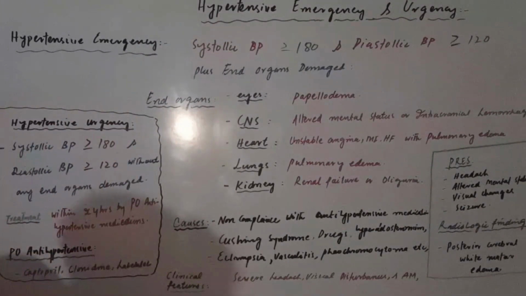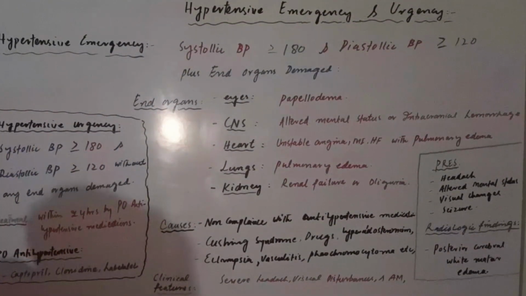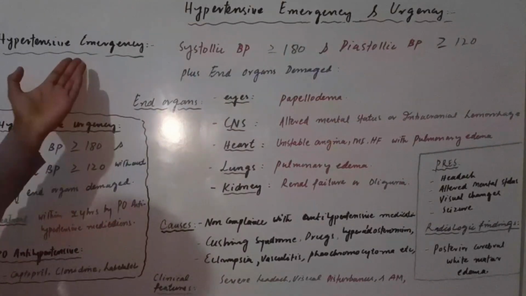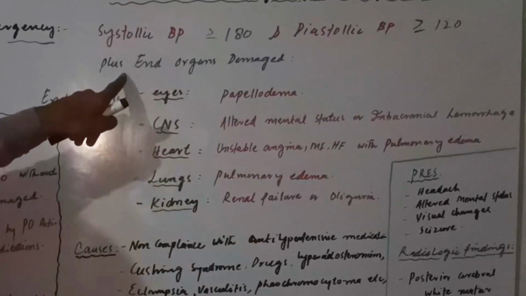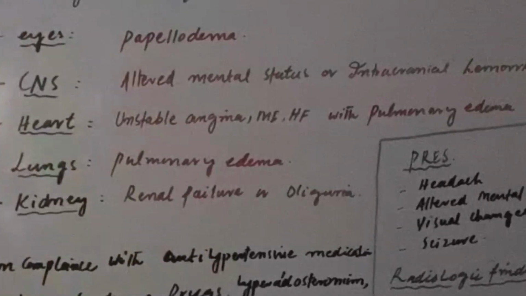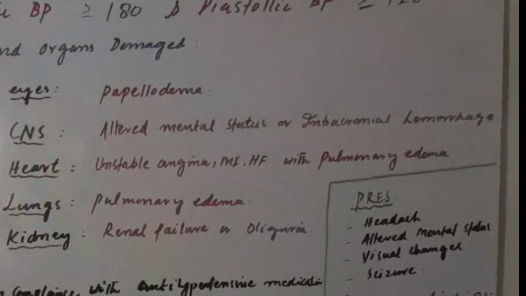One, the systolic BP must be 180 or greater and the diastolic BP must be equal to or greater than 120 plus there will be end-organ damage. So this condition they call hypertensive emergency. In this definition I mentioned the end-organs. So what are the end-organs? Here you can see I have written the eyes, CNS, heart, lungs and kidney. These are called the end-organs. So there should be end-organ damage in order to define the hypertensive emergency.